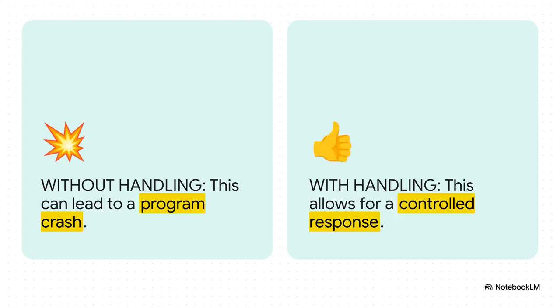And really, this is the fork in the road we're looking at today. On one side, something unexpected happens and the whole program just crashes and burns. But on the other side, that same exact event happens, but this time you get a controlled response. Maybe a helpful error message pops up, or it gives you a chance to save your work. It's the difference between total disaster and a graceful recovery.